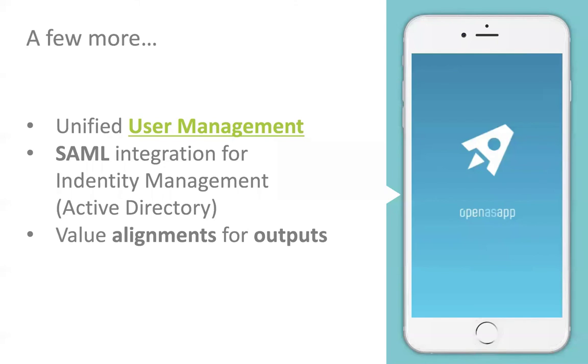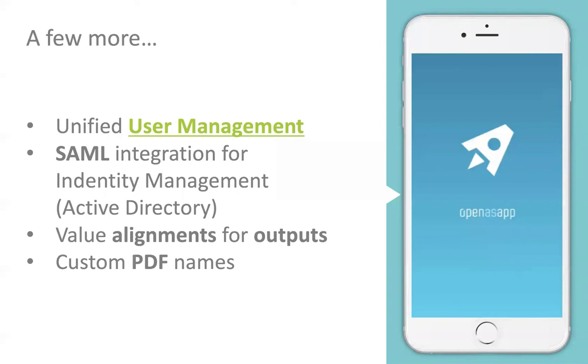Okay, another one, a very small one, but we had a lot of tickets. That's why we mentioned it here. So value alignments for outputs were always a bit inconsistent, let's say. That's also fixed. We had a lot of requests regarding that. That's why we want to mention it here. Should feel easier and more straightforward now.